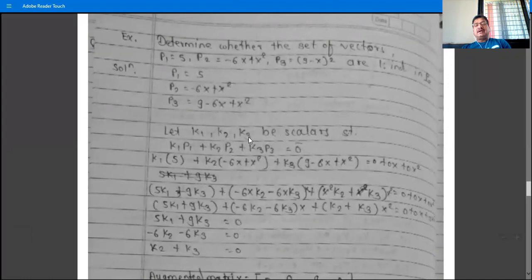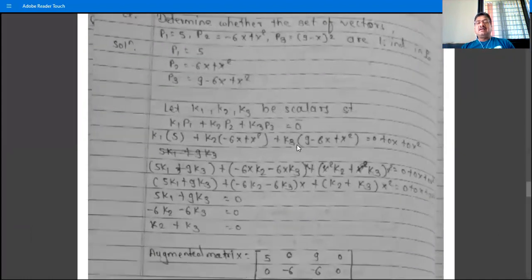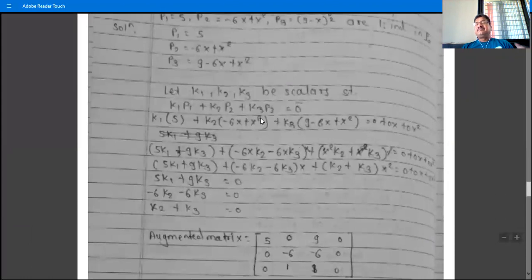How many scalars do we have to take? If you are given three vectors, then take k1, k2, k3 as the three scalars. Or if you are given four vectors, then we take four scalars and take their linear combination equal to 0, that is k1 v1 plus k2 v2 plus k3 v3 plus k4 v4 is equal to 0. Or if there are three vectors, then k1 v1 plus k2 v2 plus k3 v3 is equal to 0, and find the values of k1, k2, k3, k4.